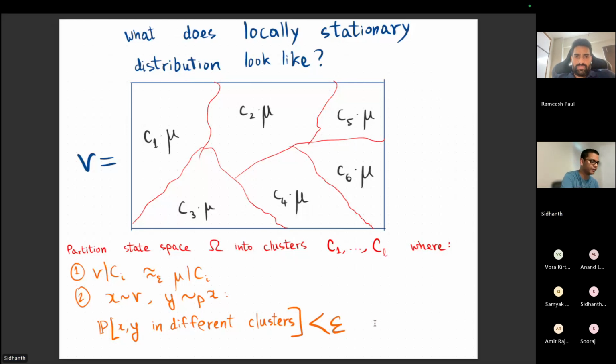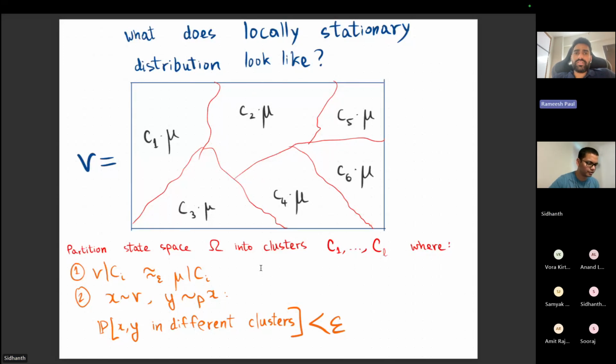It's less than epsilon. So in some sense, you should intuitively think of a locally stationary distribution as being a collection of disjoint clusters, where the cut between any pair of clusters is very sparse, and within each cluster, you look like the stationary distribution. This is the intuitive picture for the locally stationary distribution, and I'll show why this is a useful notion in the next part of the talk.